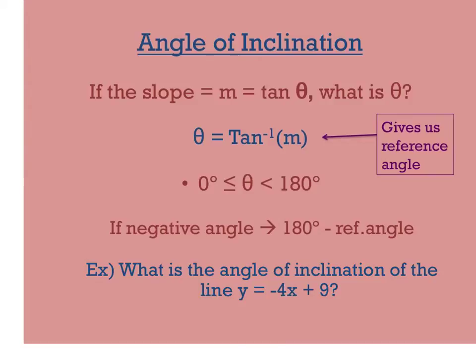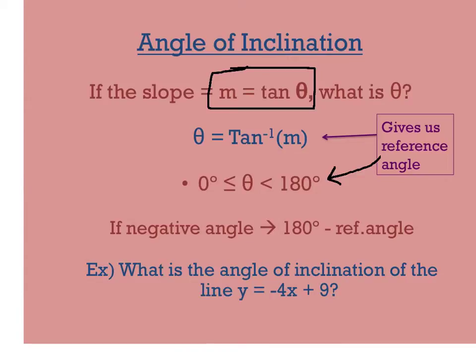We've established now that the slope of the line is the tangent of the angle of inclination, but how can we solve for the angle of inclination itself? Well, if we take a look at this equation right here, we know from last class that to solve that you would take the inverse tangent of both sides, leaving us with theta, or the angle of inclination, equaling the inverse tangent of our slope, or m. This is going to give us the reference angle which we need to fit into here, where theta has to be between 0 degrees and 180 degrees. If you're given a negative angle, and we'll take a look at one of these examples in a second, you want to take 180 degrees, subtract the reference angle, and that will give you your angle of inclination.